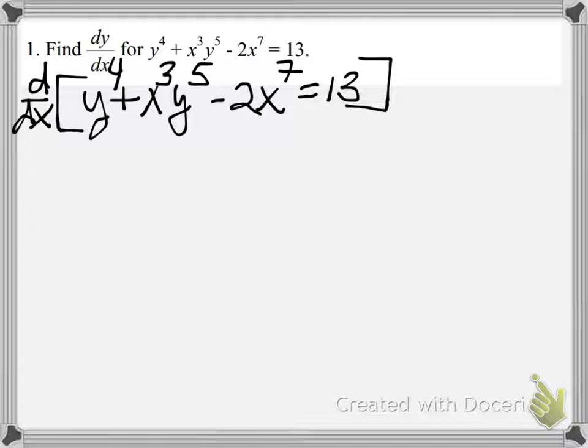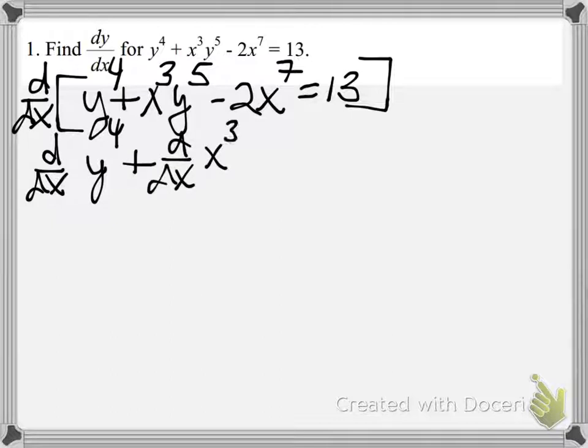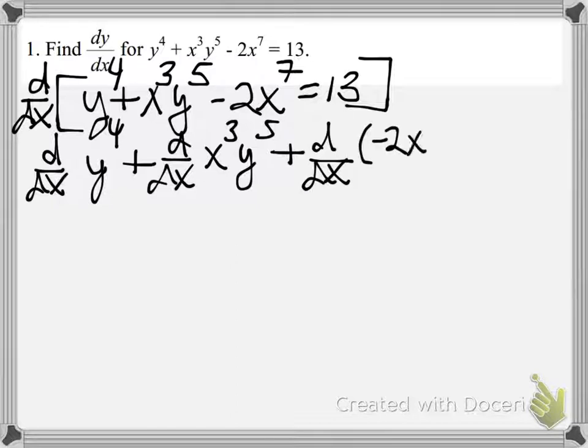Alright, so of course, my next step is to distribute the d dx to each and every term on both sides of the equal sign. So that means I'm going to do d dx of y to the 4th. I'm also going to take d dx of x cubed y to the 5th. There's different ways to write this, but in class we have been writing that we're going to take d dx of negative 2x to the 7th power equals d dx of 13. So let's do this one by one.